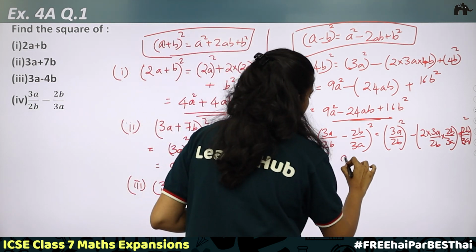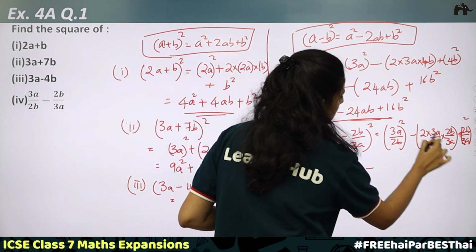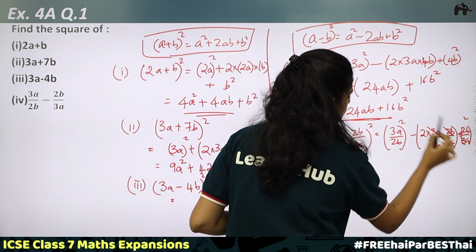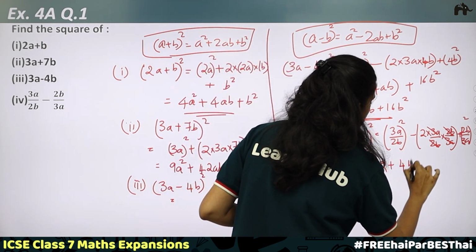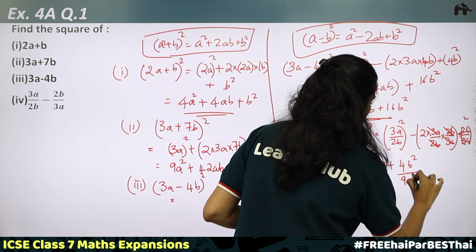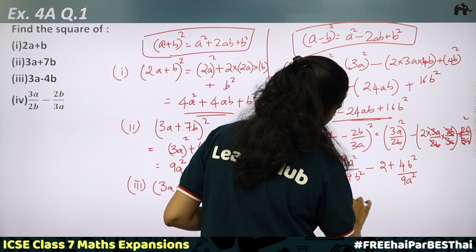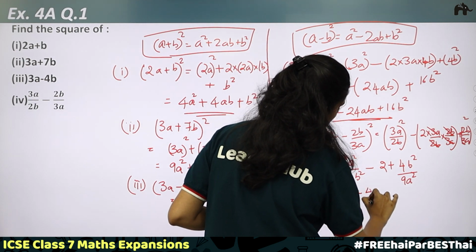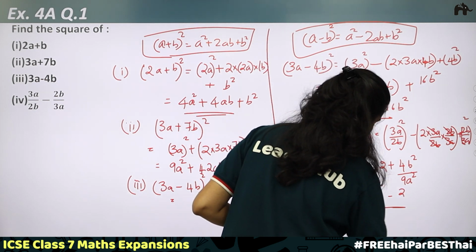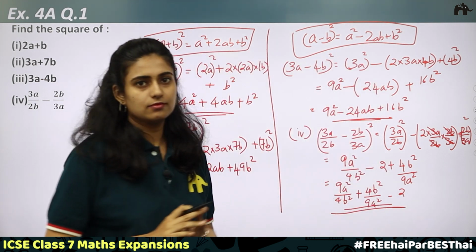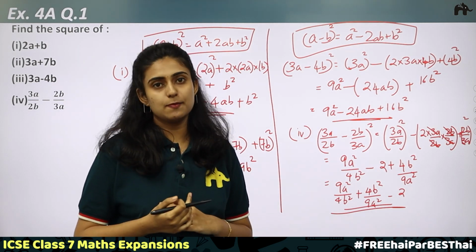How much do we get? 9a square divided by 4b square minus, here 3a can be cancelled, 2b can be cancelled, you will be getting minus 2 plus 4b square divided by 9a square. So 9a square by 4b square plus 4b square by 9a square minus 2. So this is the answer of the fourth one. Clear? We have just used the identities a plus b whole square and a minus b whole square.